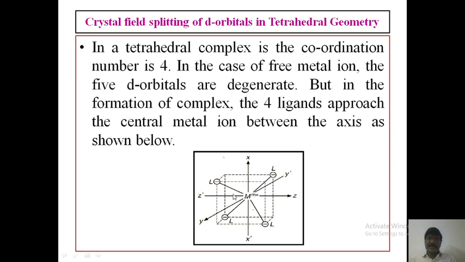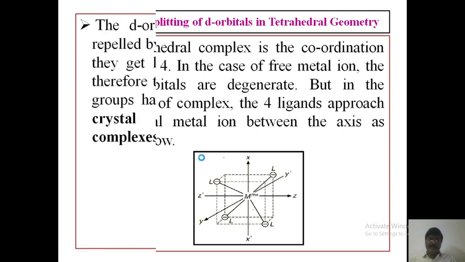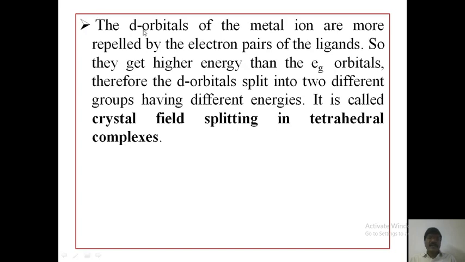This is the tetrahedral geometry. Next, the d orbitals of the metal ion are more repelled by the electron pairs of the ligands, so they get higher energy than Eg orbitals. Therefore, the d orbitals split into two different groups having different energies. It is called crystal field splitting in tetrahedral complexes.